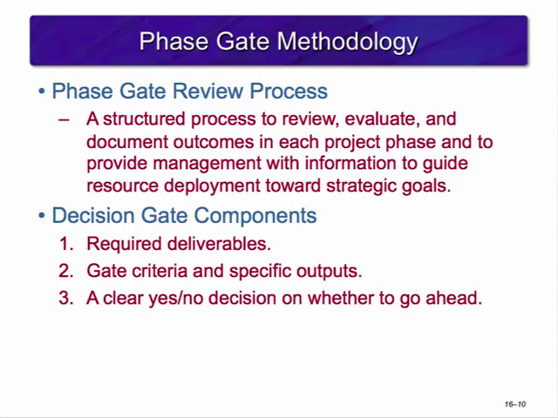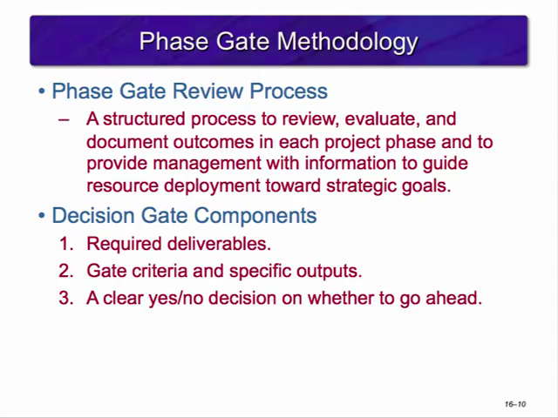But how do they get to a gate outcome? By using the phase gate review process. The phase gate review process is a structured process used to review, evaluate, and document outcomes in each project phase and to provide management with information to guide resource deployment towards strategic goals. It's an assessment which occurs several times throughout the project lifecycle, where a decision is made to either continue the project or kill it. The criteria for setting phase gates are selected before the start of the project.